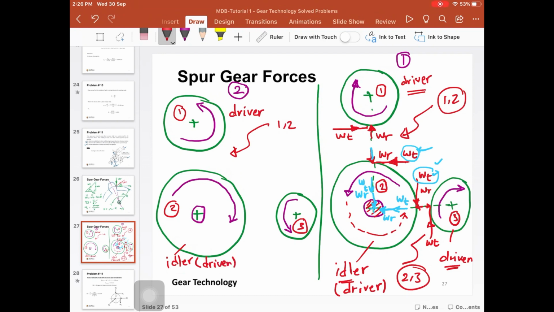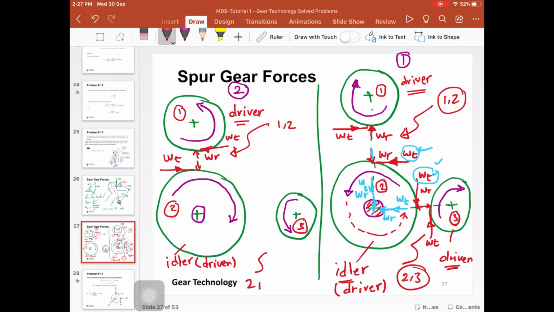Then we have separating forces that go to the center of both gears, and it is WR. So they are equal and opposite. In this case, the driver rotates in the counterclockwise direction, so the force WT here goes opposite to that, so it goes to the left. And then here the force goes with the same direction as the gear, so it goes in this direction, so this is WT. So these are the forces on both gear number 1 and 2, if we consider 1 is the driver and 2 is the driven.